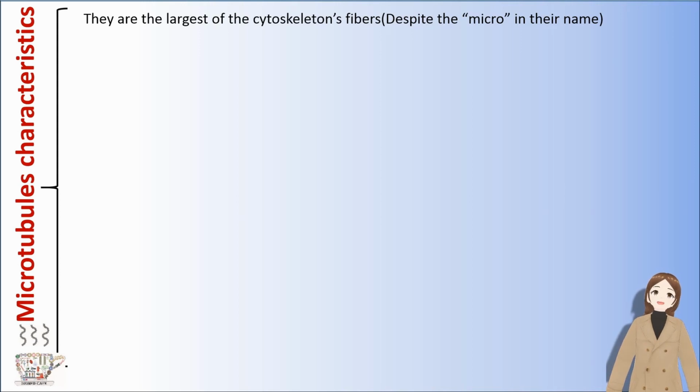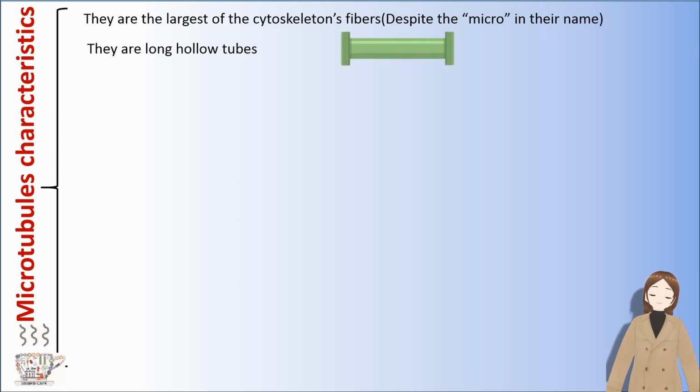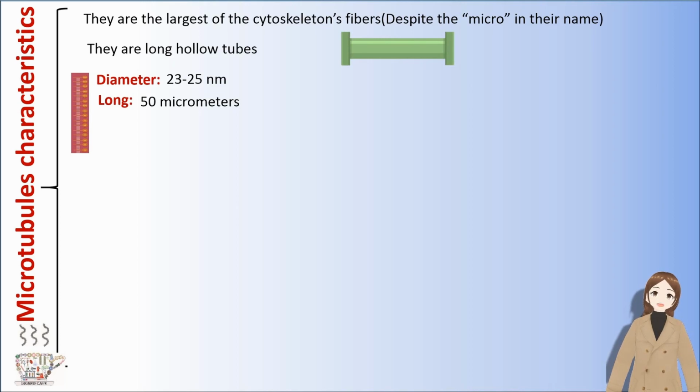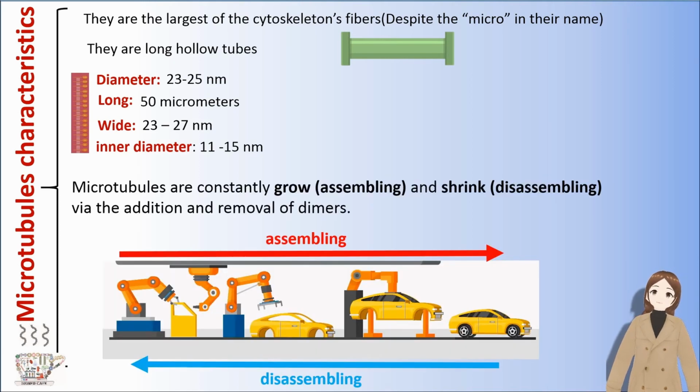Microtubules characteristics. They are the largest of the cytoskeleton fibers, despite the micro in their name. They are long hollow tubes. Their diameter is 23 to 25 nanometer. Their length is 50 micrometers. Their width is 23 to 27 nanometer, and their inner diameter is 11 to 15 nanometer. Microtubules are constantly growing or assembling and shrinking or disassembling via the addition and removal of dimers.